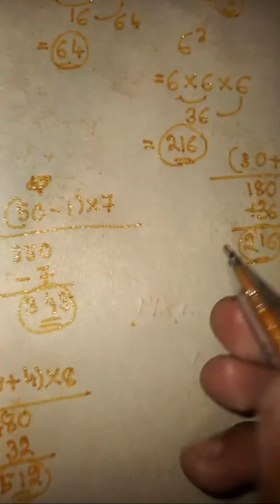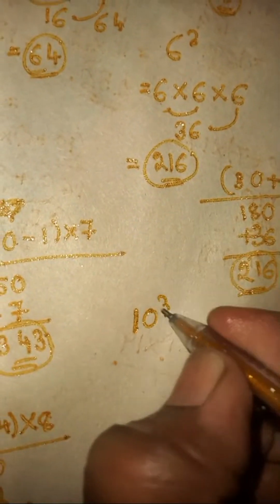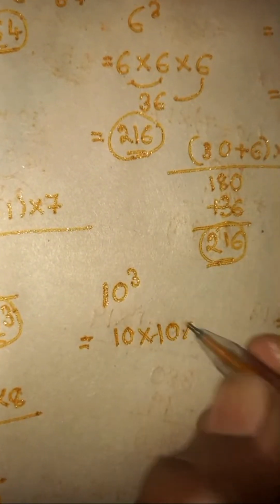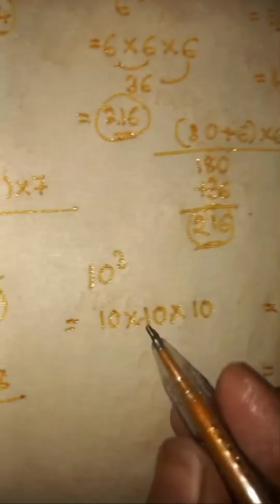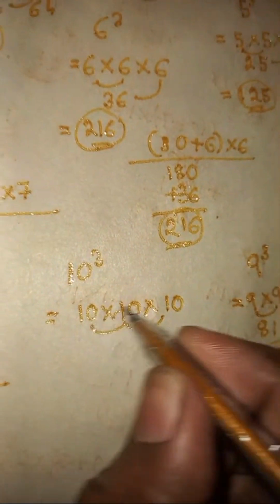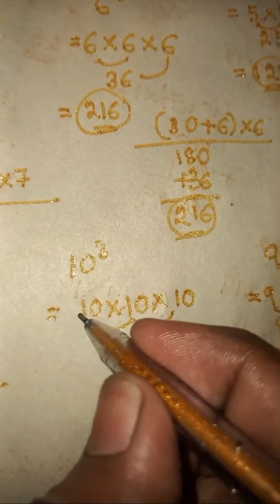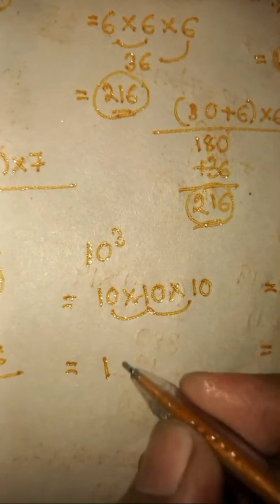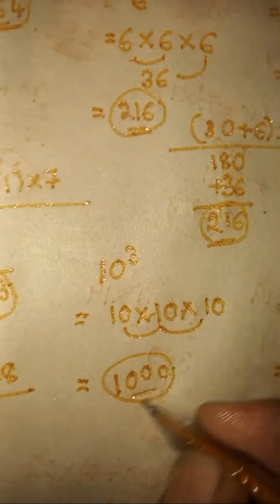And let's find out the value of the last one, that is 10 cube. 10 cube can be written as 10 times 10 times 10. When so many zeros are there, just multiply the beginning ones. 1 times 1 times 1 remains 1. With 3 zeros it becomes 1000.